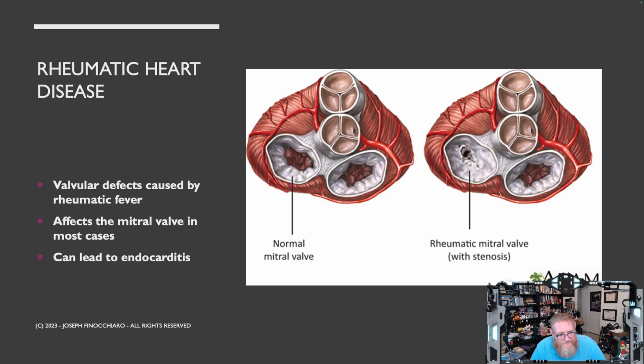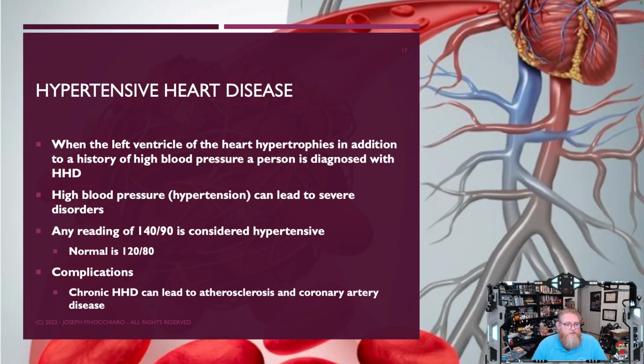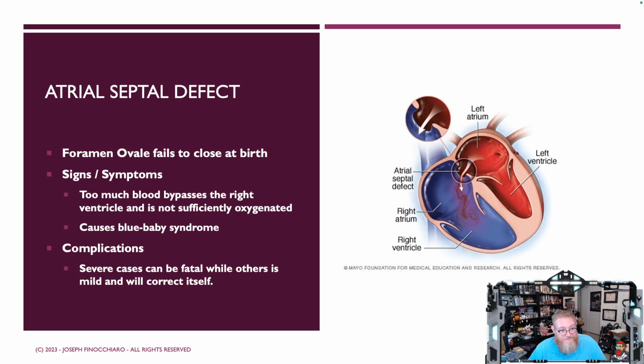Rheumatic heart disease, valvular defects caused by rheumatic fever, affects the mitral valve in most cases and can lead to endocarditis. When the left ventricle of the heart hypertrophies in addition to a history of high blood pressure, a person is diagnosed with hypertensive heart disease. High blood pressure or hypertension can lead to severe disorders. Any reading of 140/90 is considered hypertensive. Normal is 120/80. Complications of HHD, chronic hypertensive disorder, can lead to atherosclerosis and coronary artery disease.